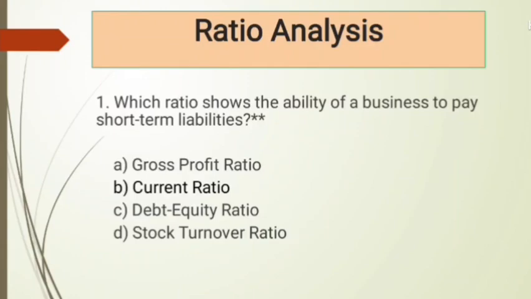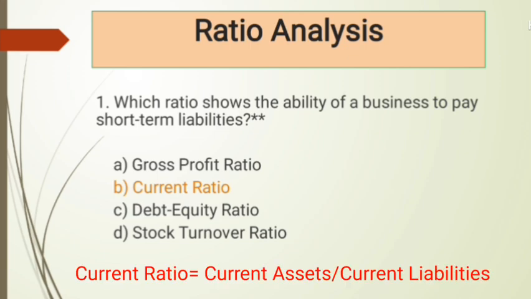Multiple choice questions on ratio analysis. First, which ratio shows the ability of business to pay short-term liabilities? So the answer is current ratio, as the formula of current ratio is current assets divided by current liabilities. This current ratio measures the ability of firm to meet short-term obligations, and the higher ratio means higher short-term solvency.